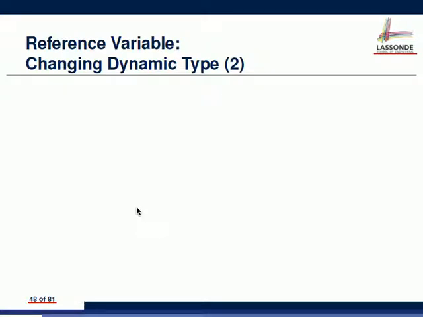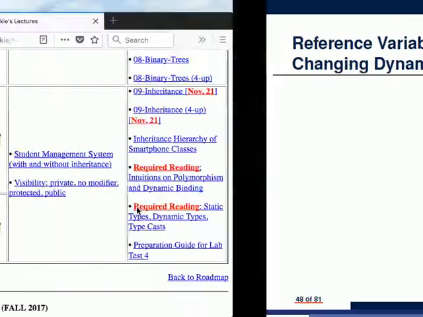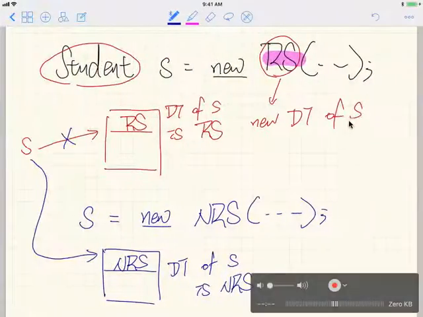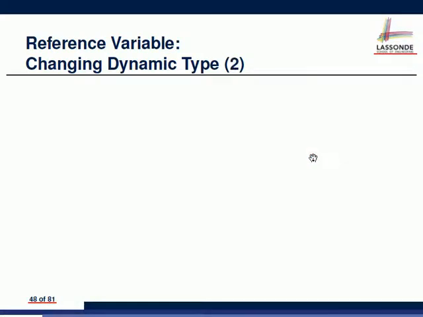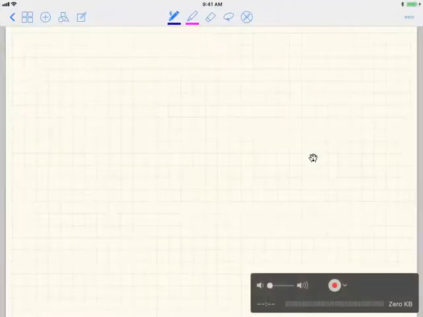What's the second way of changing the dynamic type? The first way is in some ways very easy to keep track of for yourself, because whenever you see the new keyword over there, you can simply see that's a new dynamic type. But the second way is slightly more complicated. You have to draw some diagram to keep track of that. Let's see this. Let me draw the diagram again. Go back to the iPad here.